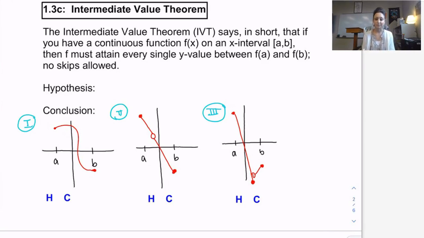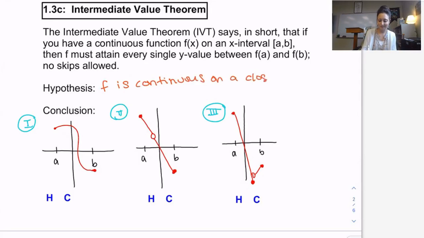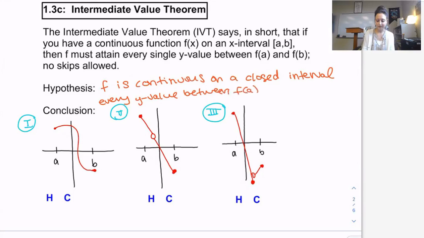Okay, so here's what I'd like for you to write down. The hypothesis of IVT is that f is continuous on a closed interval. And we know what continuity is. Closed interval means that I'm including my endpoints, so my endpoints have closed circles as opposed to open circles. If that's true, the conclusion is that every y value between f of a and f of b is covered.